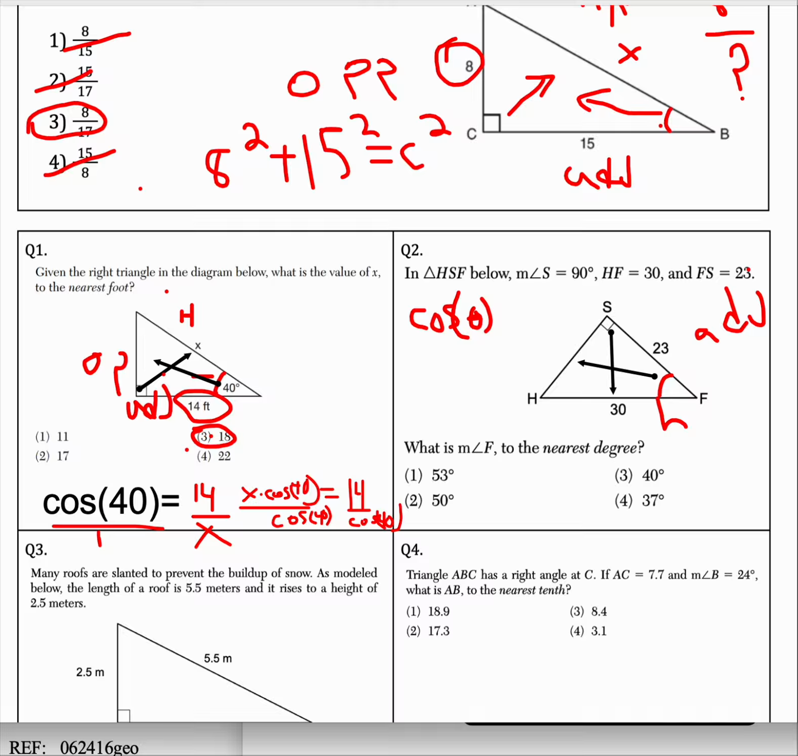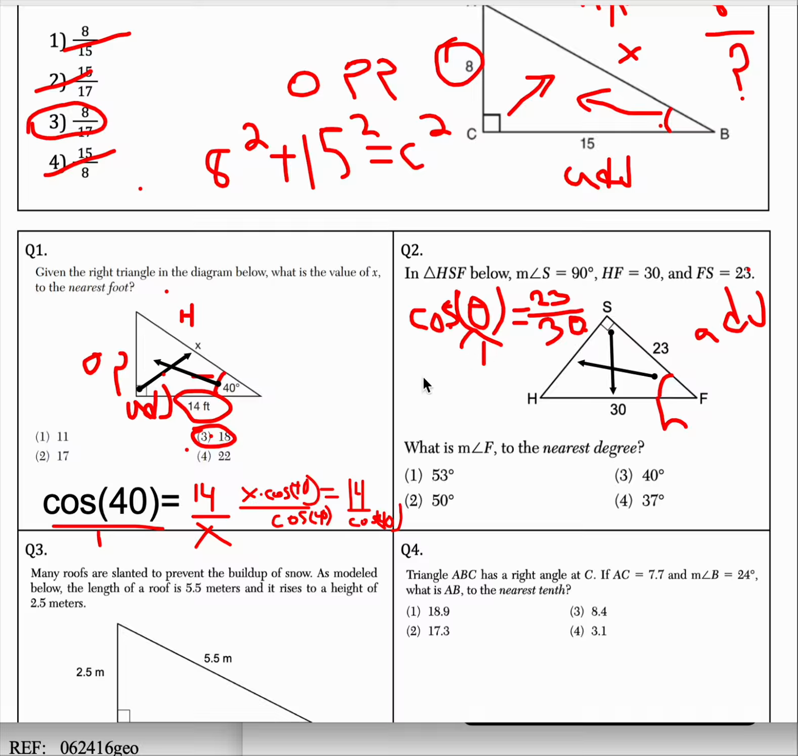Okay, try to make this look more like theta. It's almost like an O in script, right? Cosine of theta is equal to adjacent over hypotenuse, 23 over 30. But we are looking for theta, okay? We don't know what theta is.